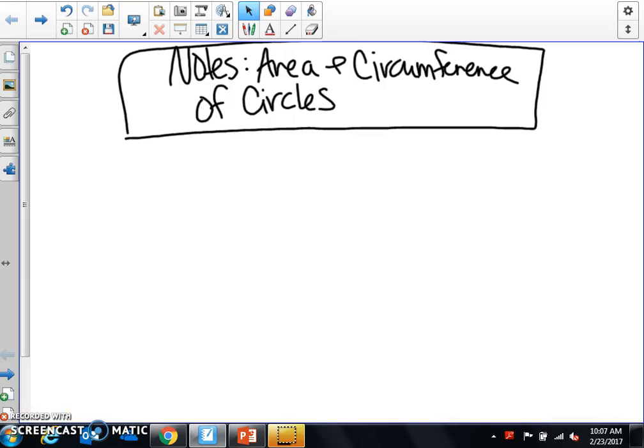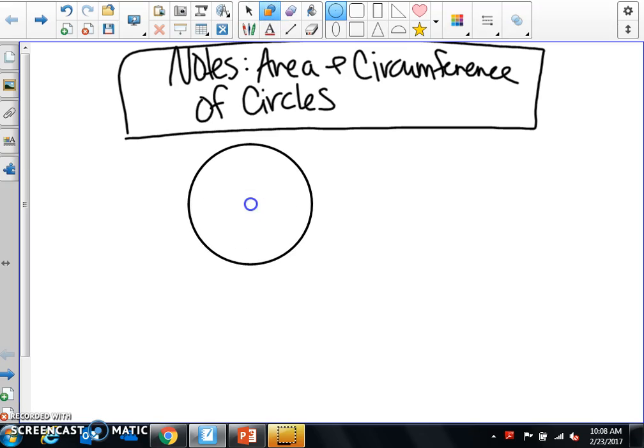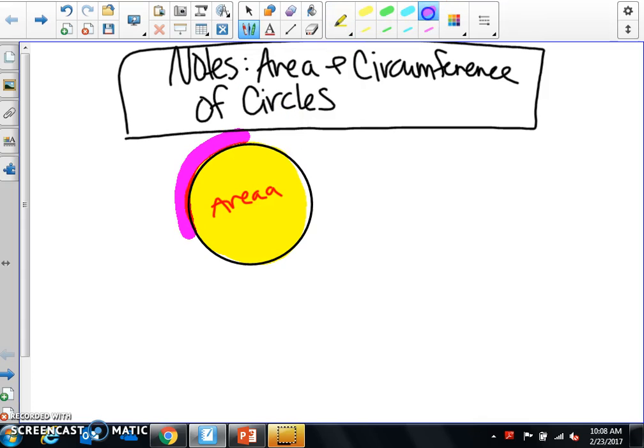And circumference of circle. So there is no such thing as a perimeter of a circle, unfortunately. It's the circumference. So if you look at just a good old circle, the area is just like every other time. So the area is the inside. And the circumference is the outside of the circle. So the circumference is this outside. Okay?